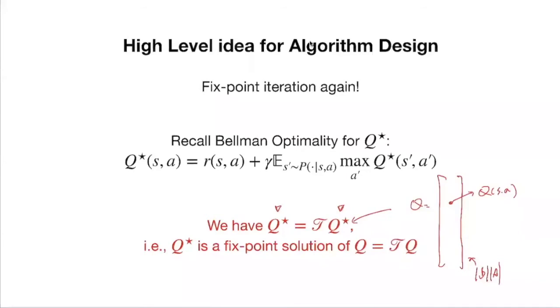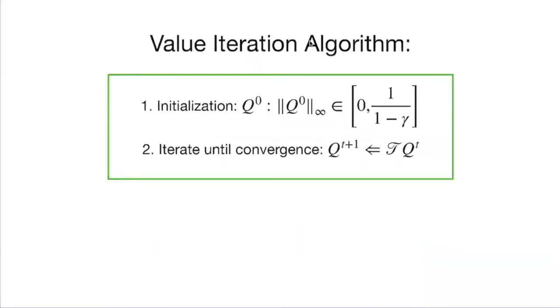Anyone want to guess the algorithm, or give a try at designing an algorithm for finding Q star? Could you do something similar to what we did last time, where you set random values and then iteratively apply the operator? Yes, I think you're basically right. This is basically the algorithm that you just described.